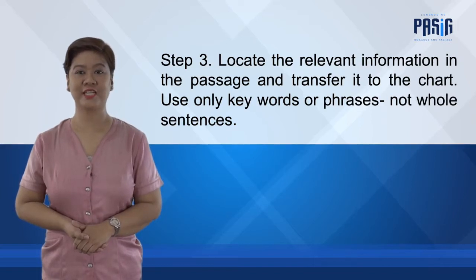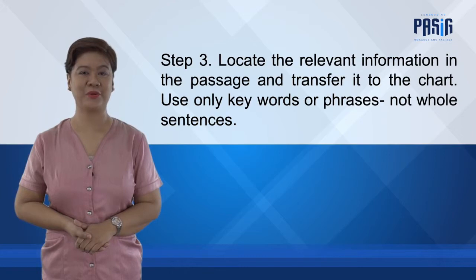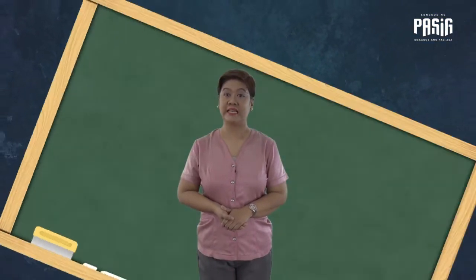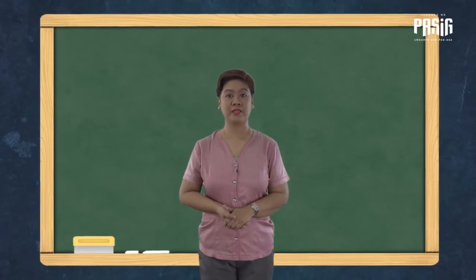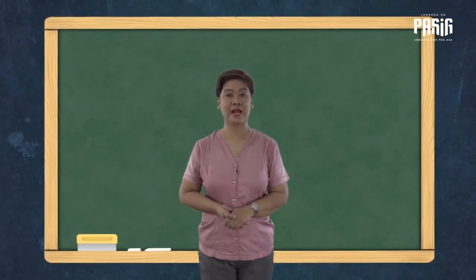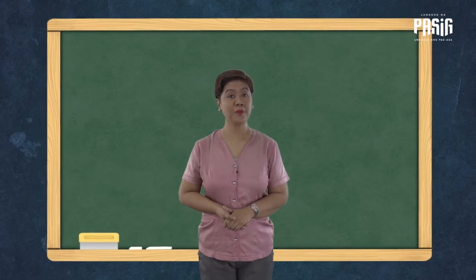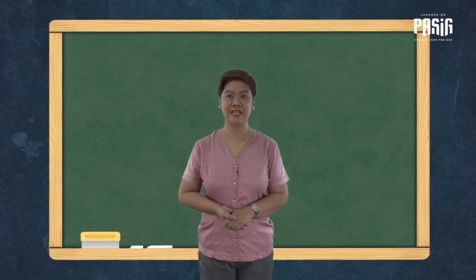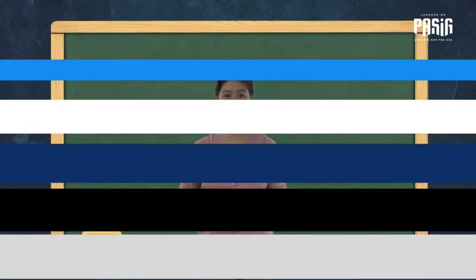Step 3. Locate the relevant information in the passage and transfer it to the chart. Use only keywords or phrases, not whole sentences. As you read, it is advisable to mark the important information so you will know what to write on the visual. Do not copy word for word. You can paraphrase or use your own words for your answers.